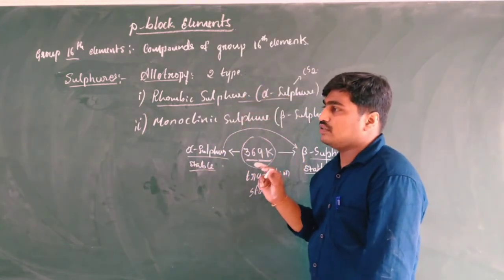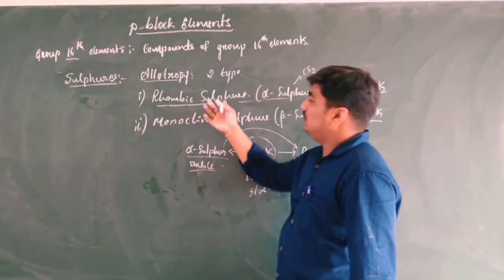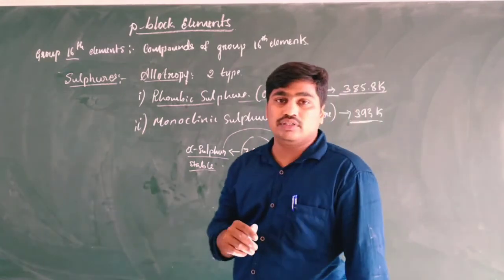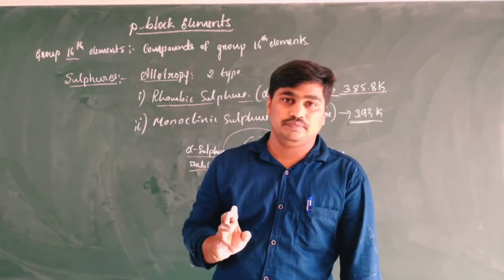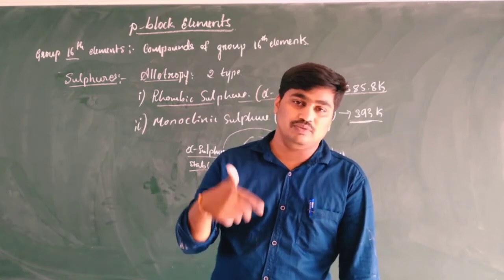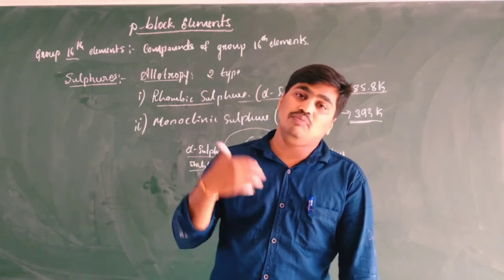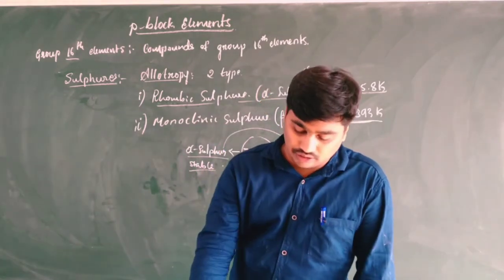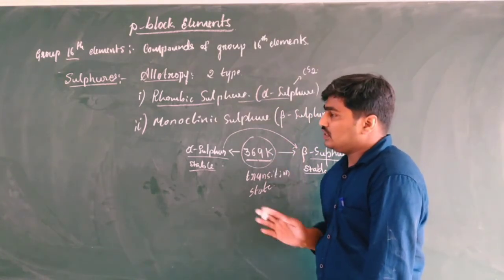I would like to give one small work. Collect the differences between these two, rhombic and monoclinic, about solubility, melting point, the preparation method and all that. Collect any 3 points from different sources: one from this video, one from your textbook, and more from other sources like the internet. Try to collect the differences. So this is about the sulfur.